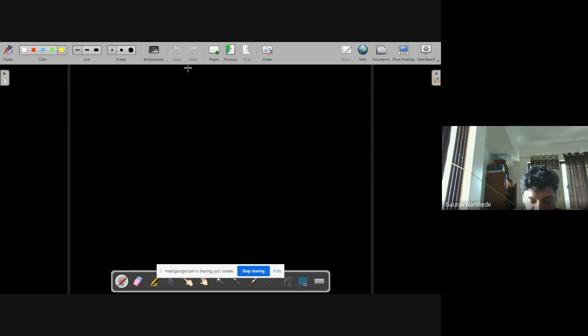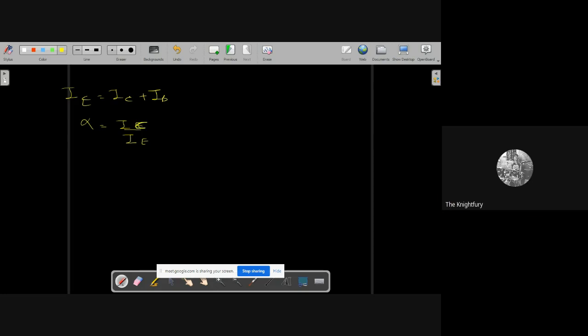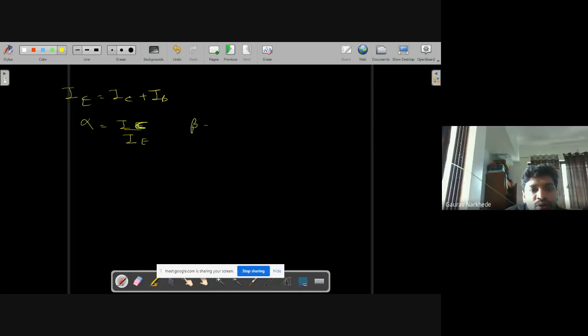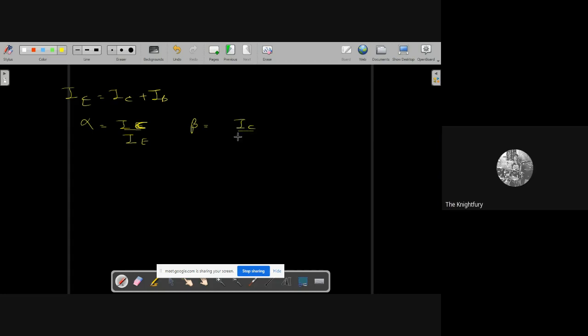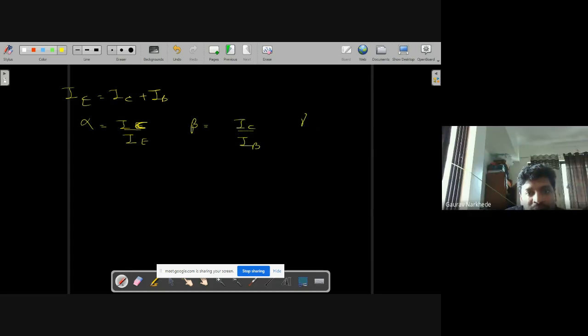So there are some formulas, right? You can just note down these formulas. First of all, we will take a summary. IE is equal to IC plus IB, right? Then second, alpha is equal to IC upon IE. Then beta is equal to IC upon IB, and gamma is equal to IE upon IB, right?